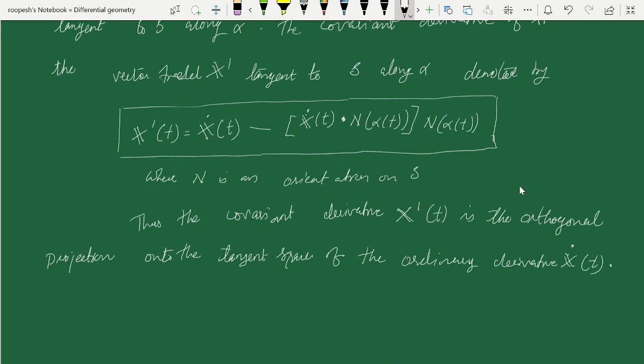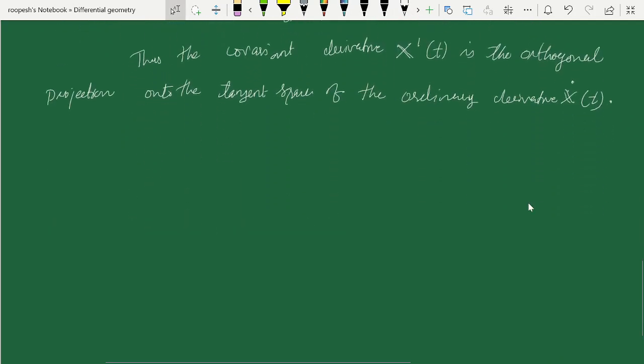Now, properties of covariant derivatives.